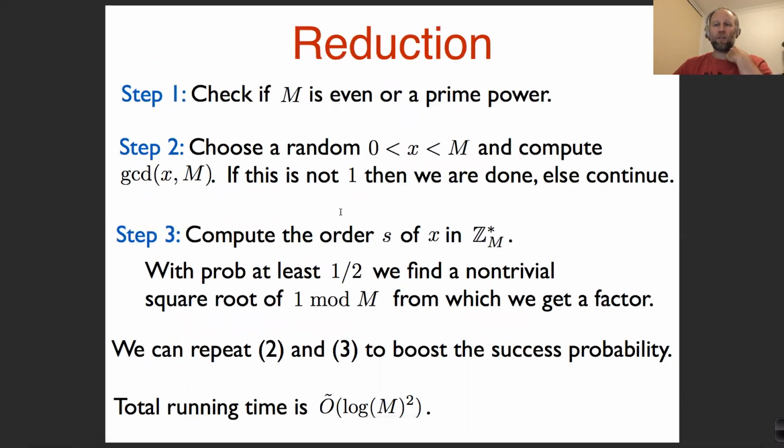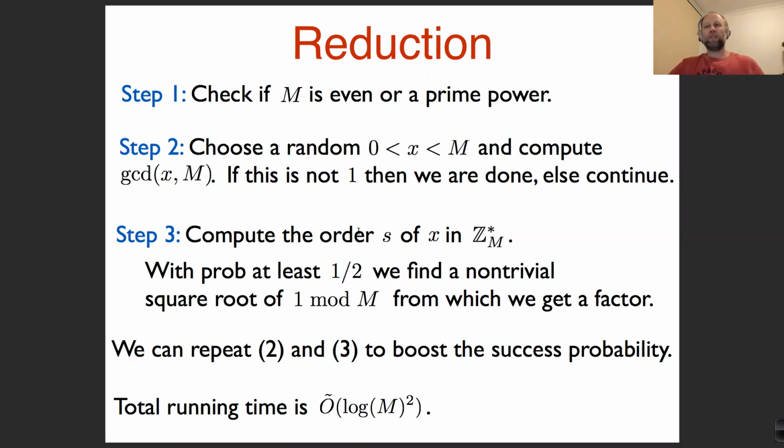Okay, good. So that gives us our whole algorithm. First we check if m is even or a prime power, which can be done quickly, classically. Then we choose a random number between 0 and m, and we compute the greatest common divisor of x and m. If this is not 1, then we've already found a non-trivial factor of m, and we're done. If this is 1, then x is in the multiplicative group mod m, and we can compute its order.